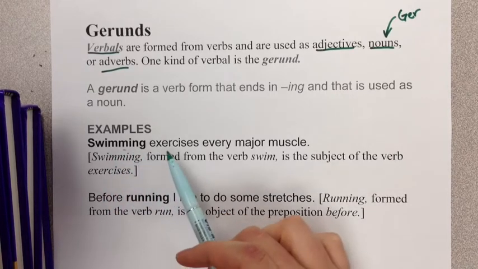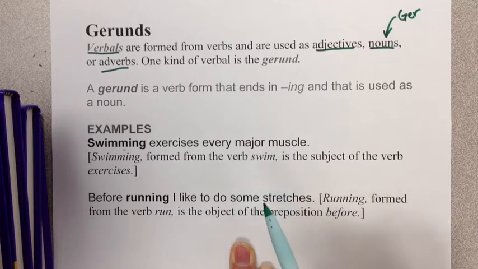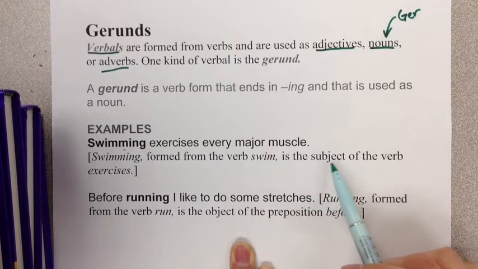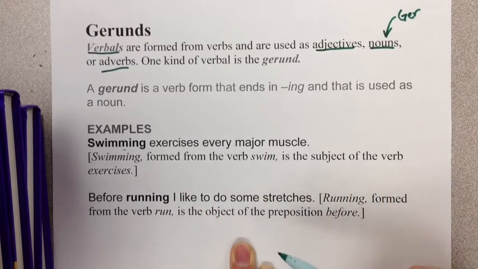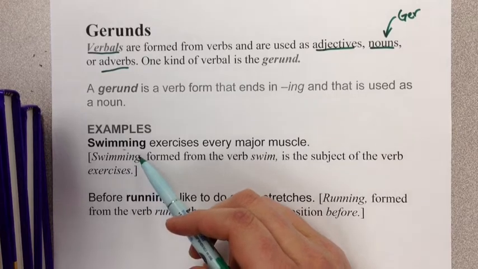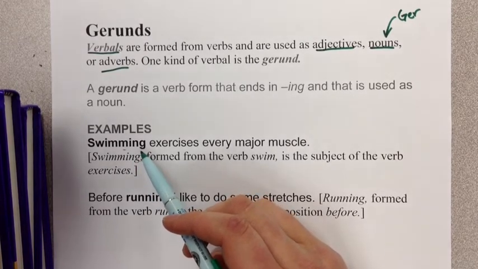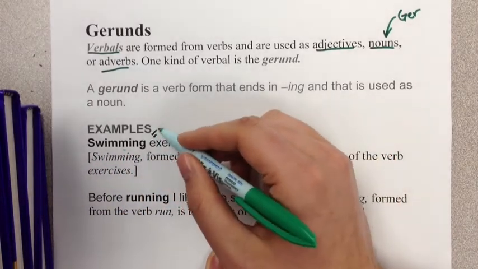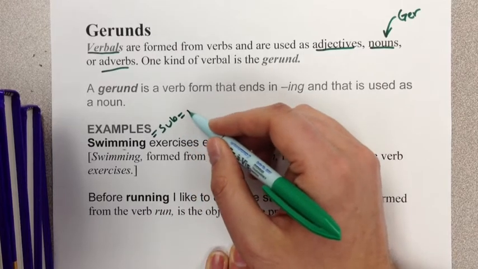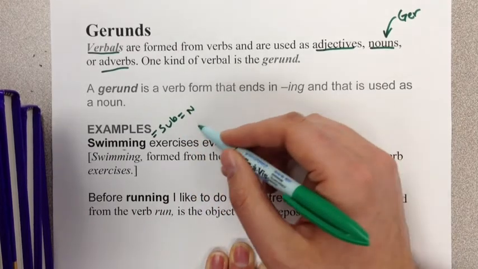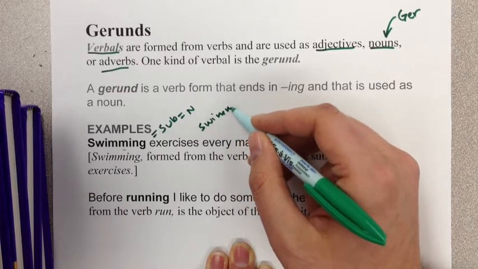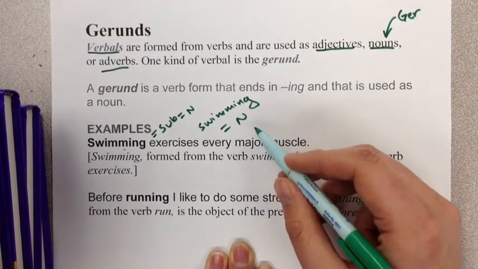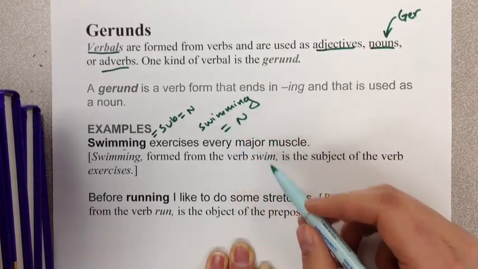Swimming exercises every major muscle. Swimming, formed from the verb swim, is the subject of the verb exercises. Swimming is the subject in the sentence, and all subjects have to be nouns or pronouns. If this is the subject, and all subjects equal nouns, then swimming equals noun. And nouns that end in ing, that are formed from verbs, are gerunds.